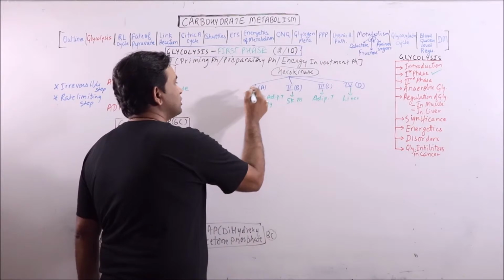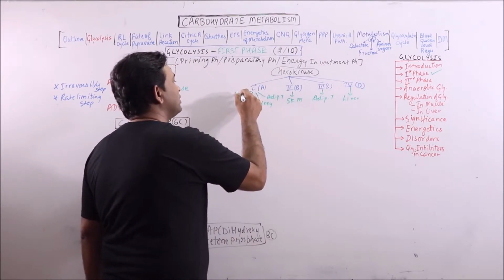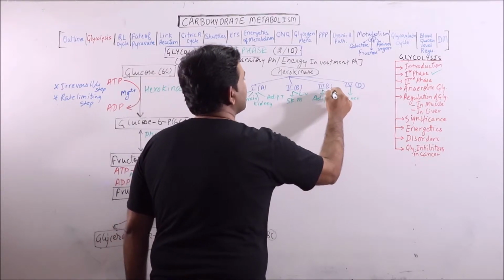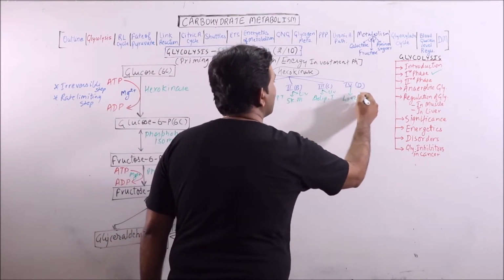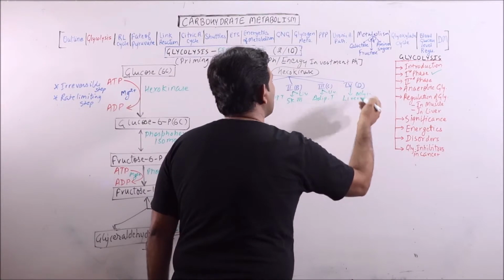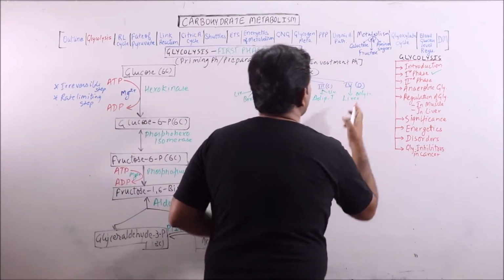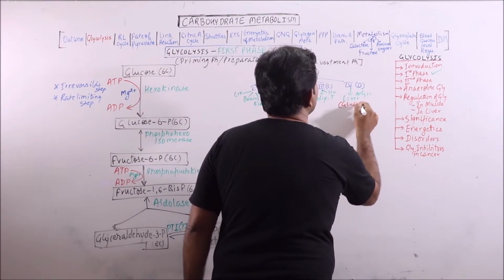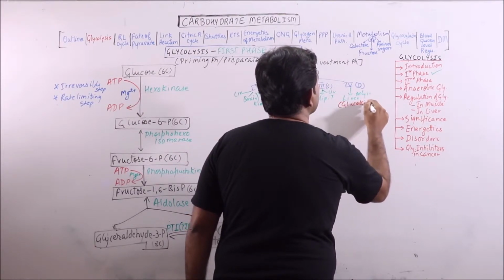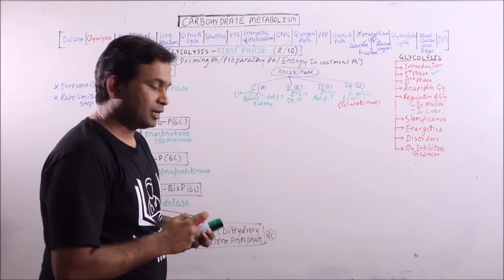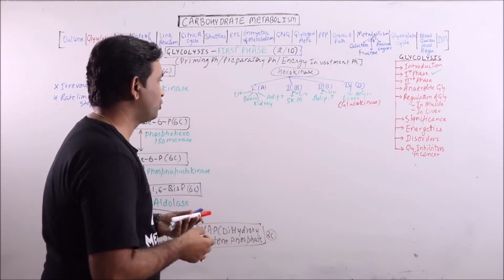It's important to note that the first is also found in liver, the second is also found in liver, the third one is also found in liver, but this is found only in liver. This is termed as glucokinase. So glucokinase is basically the hexokinase 4.